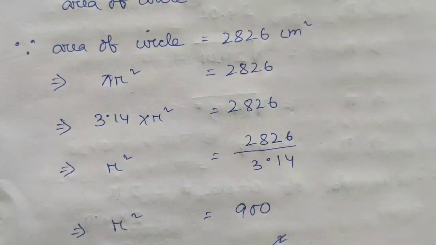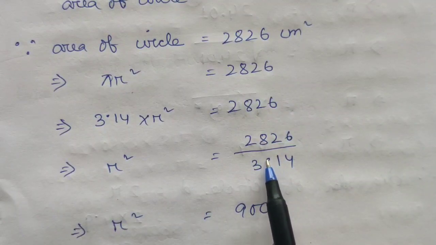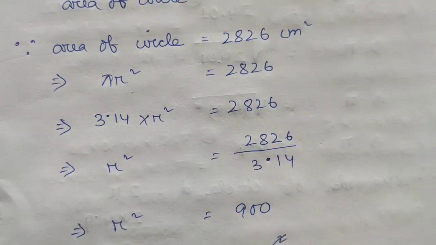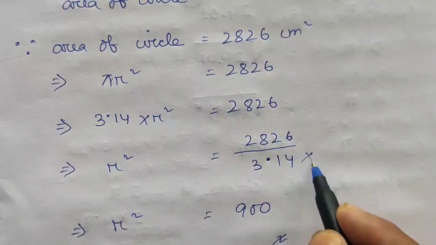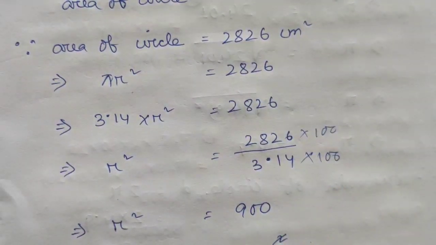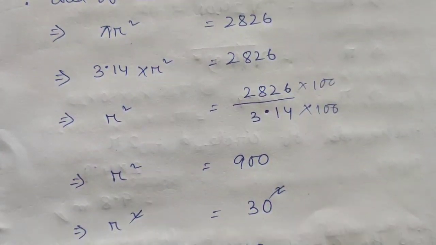So when we change the side, it will divide. Now for our better convenience, if we want to remove this decimal, we will multiply both with 100, right? Here also 100, here also 100. Now if we divide, we get the result 900, right? So r square equals 900, and we can write 900 as 30 square, right?